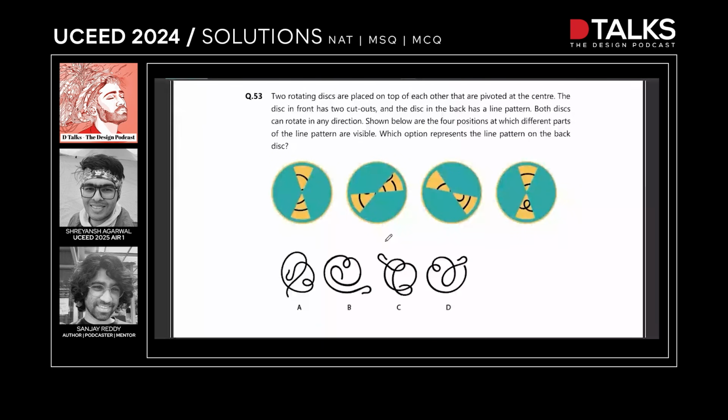Cool. 53. Two rotating discs are placed on top of each other that are pivoted at the center. The disc in front has two cutouts, and the disc in the back has a line pattern. Both discs can rotate in any direction. Shown below are the four positions at which different parts of the line pattern are visible. Which option represents the line pattern on the back disc?